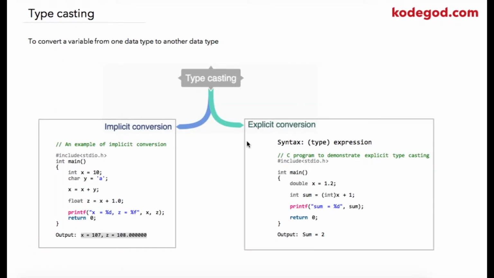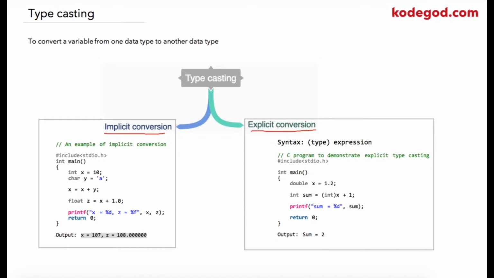In this lecture, we are going to learn about typecasting in C. It is used to convert a variable from one data type to another data type. So there are two types of typecasting. One is implicit conversion. Another one is explicit conversion. In implicit conversion, typecasting happens automatically. So let me explain this by using one example.